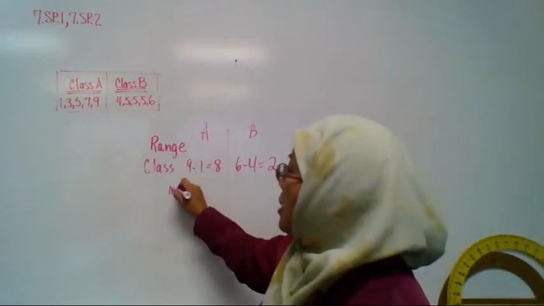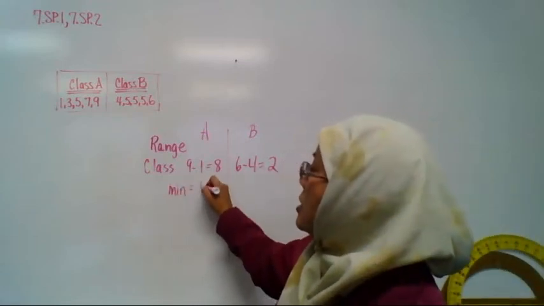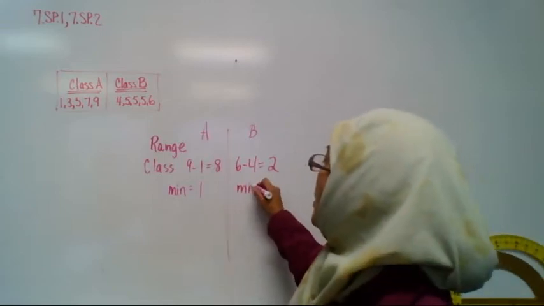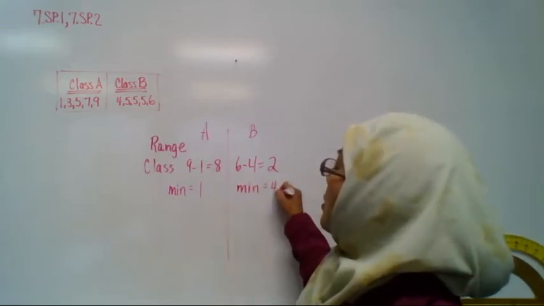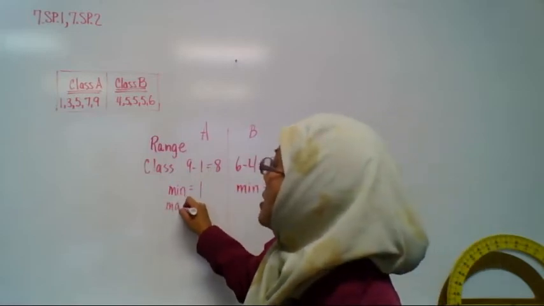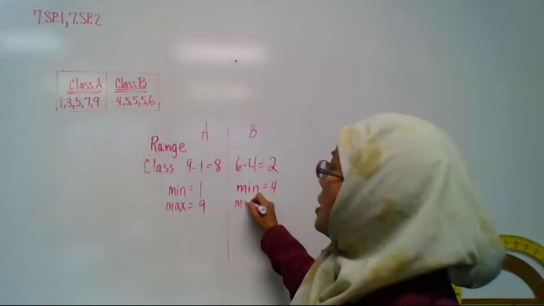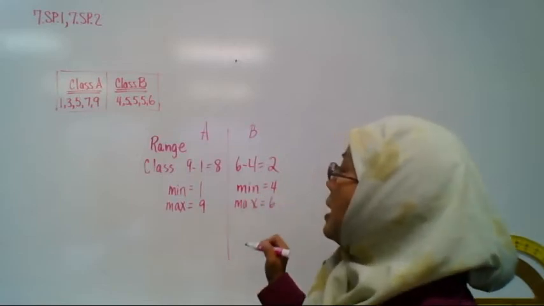And minimum, maximum, I think you guys know these. Minimum here for Class A is 1. And the minimum for Class B is 4. We already talked about that. The max is the biggest number, so here it's 9, and for Class B the max is 6.